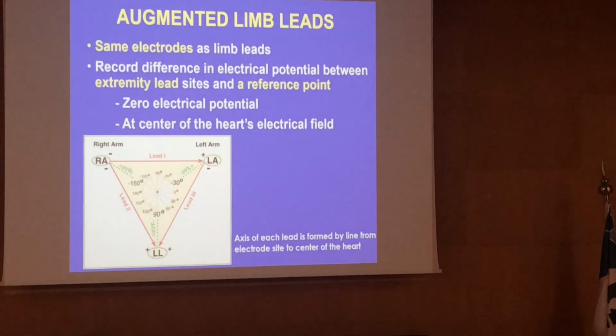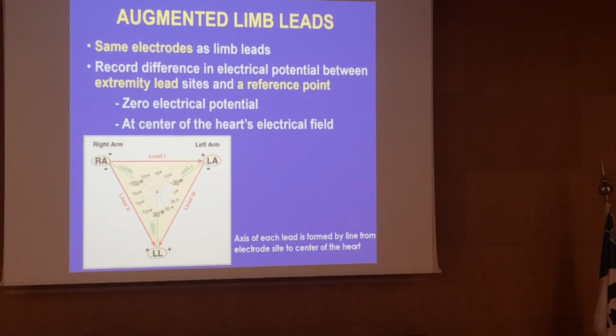The augmented leads are actually similar, but here I take the electrode in the right arm and use it as a positive electrode. But where's the negative electrode? It's calculated by the machine in the center of the heart. So this is called unipolar. Why? Because the only electrode we are using is the one on the limb. The other electrode, the indifferent electrode, is calculated by the machine as if it is in the center of the heart. It's not a real electrode like in the bipolar leads. In the two leads I showed you, there is a real negative electrode and a real positive electrode. In this one, I have only one electrode. The other one is calculated by the machine in the center of the heart. That's why we call it unipolar.